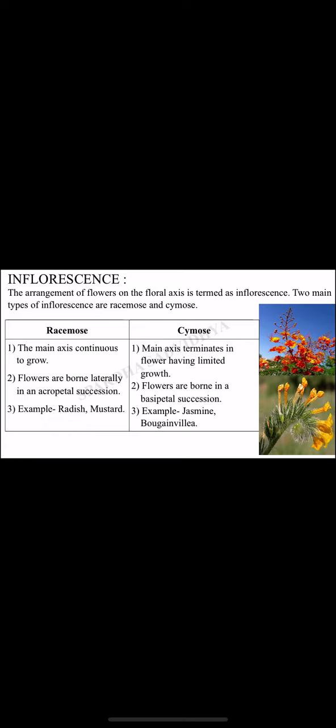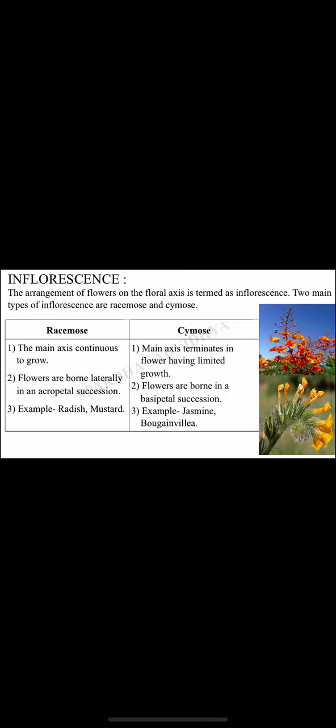There are two types of inflorescence, racemose and cymose. Racemose means the main axis continues to grow. If you look at the picture, the red flower, the stalk of the stem is continuously growing. If you look at this yellow flower, the stalk is not growing continuously, it has limited growth. Next, in racemose, flowers are borne laterally in an acropetal order.